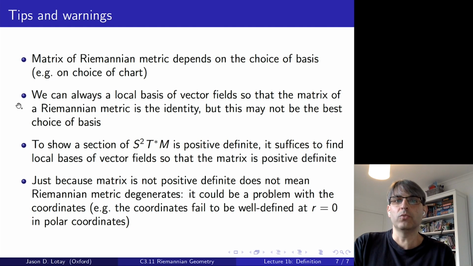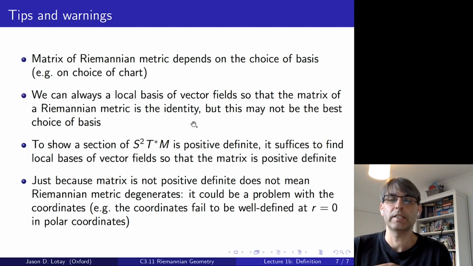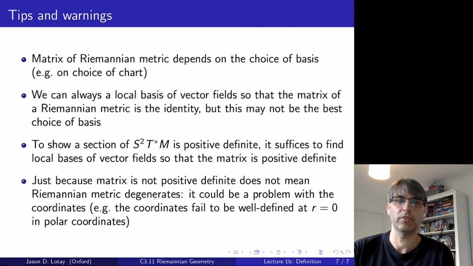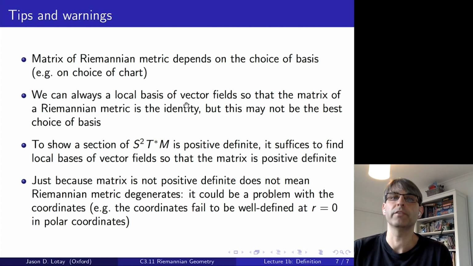Notice also that we can always choose a local basis of vector fields so that the matrix of the Riemannian metric is the identity matrix. We can always do that. But it's often not the case that that's the best choice of basis, because that's a bit arbitrary. That's a bit too algebraic. It doesn't see the geometry of the problem in general. For example, in the polar coordinates case, if we choose polar coordinates, then the natural vector fields are not the standard vector fields, but the ones given by the push forward of partial r and partial theta.